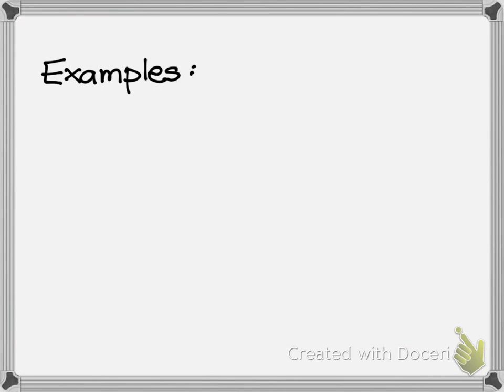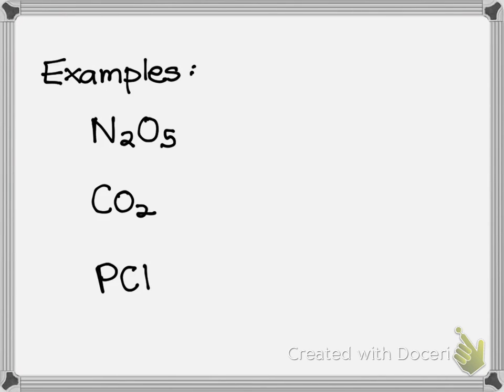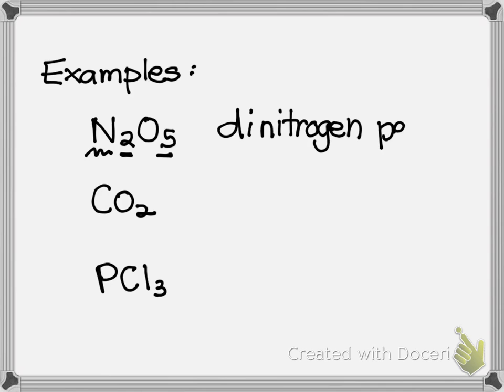So let's do some examples. Let me write a couple of them here. I had CO2 on the first page. We'll do that one. Let me think of another one. Okay, so what you're going to do is name it by using the prefixes. So the first element, here's the number 2, so I would put di. And then the first element is nitrogen, so I would say dinitrogen. The second element, I have 5, so I would say pent.